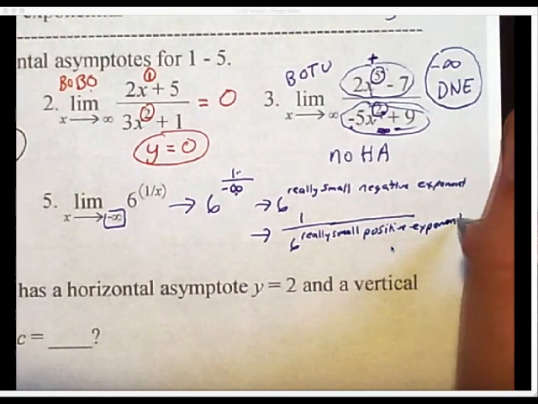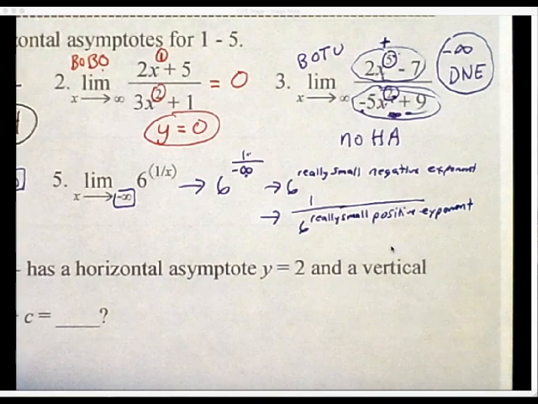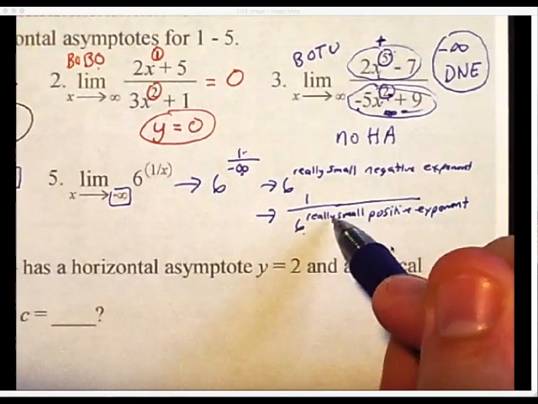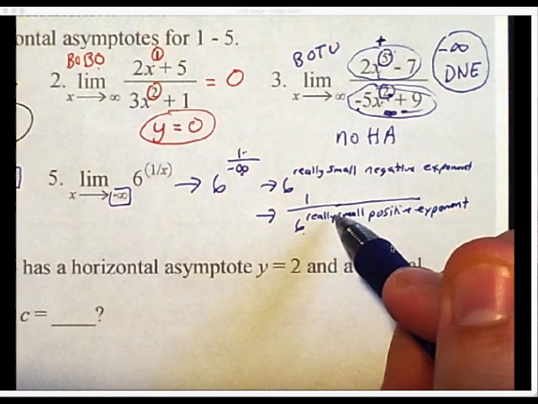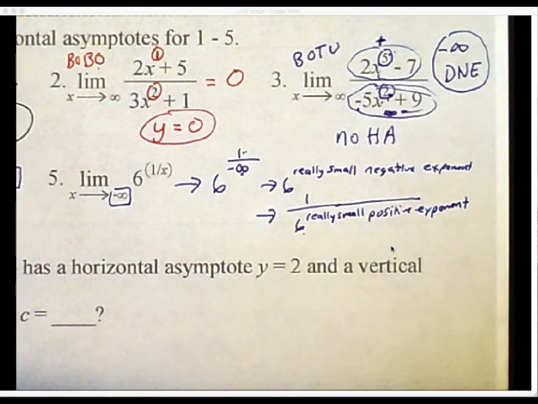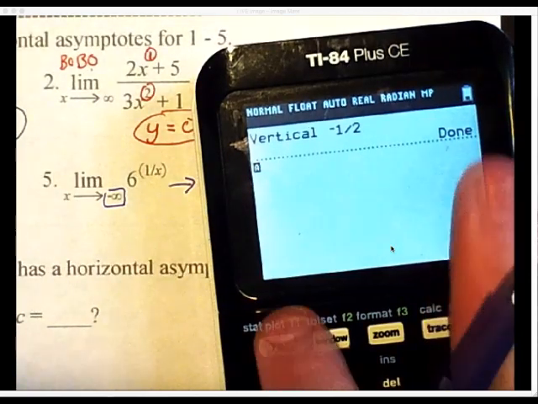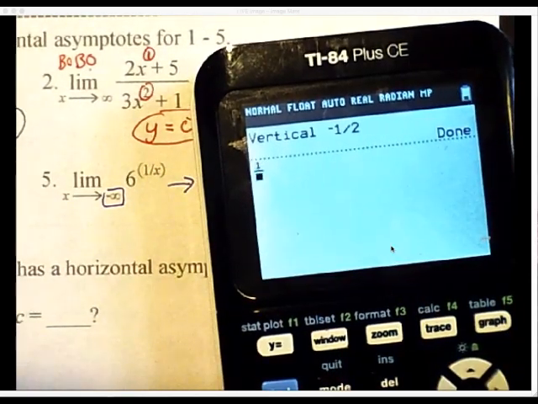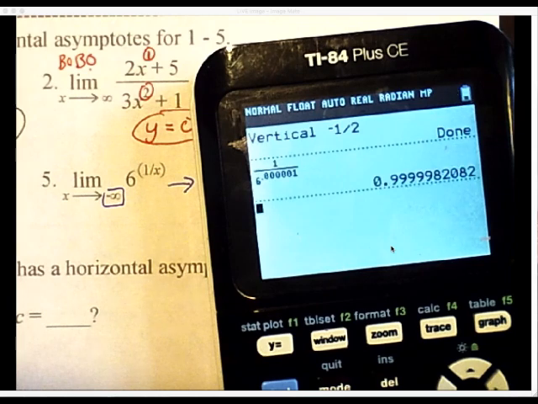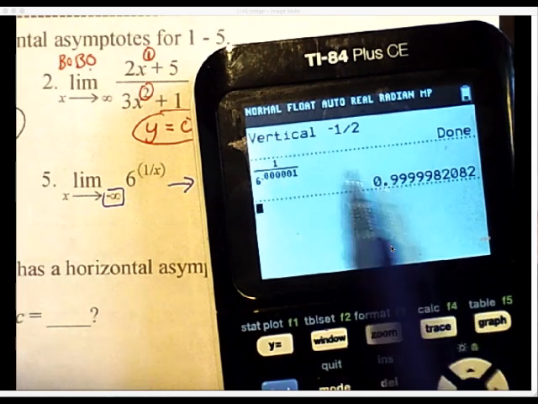Okay. Well, if you take 6 and raise it to something really small, like 0.001, let's see what that would be. Okay? If you do 1 over 6 to a really small positive exponent like 0.000001. Okay? What do you notice there?